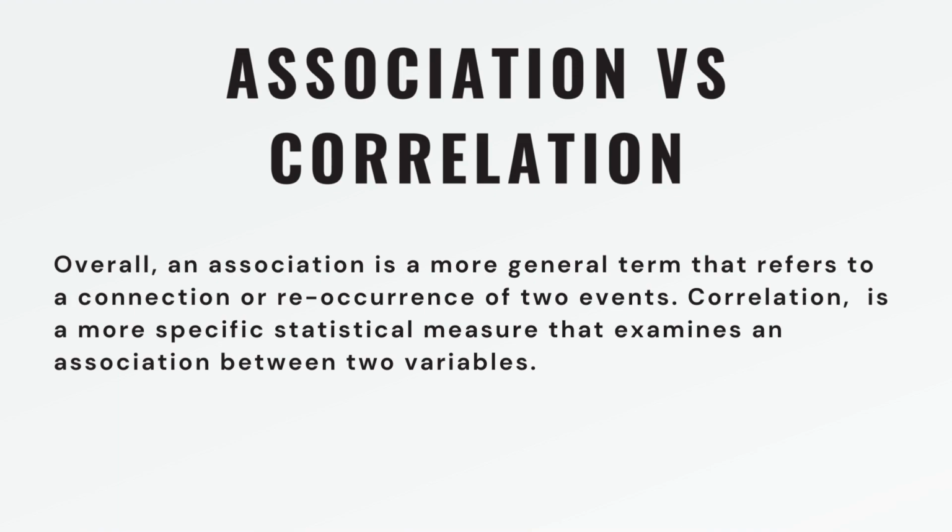Overall, an association is a more general term that refers to a connection or reoccurrence of two events. If one event happens or is present, the next event is likely to happen or be present as well. One variable provides information about another. Correlation, on the other hand, is a more specific statistical measure that examines an association between two variables and measures its strength through correlation coefficients. While linear and nonlinear correlations can be considered associations, not all associations, as mentioned earlier, are correlated.